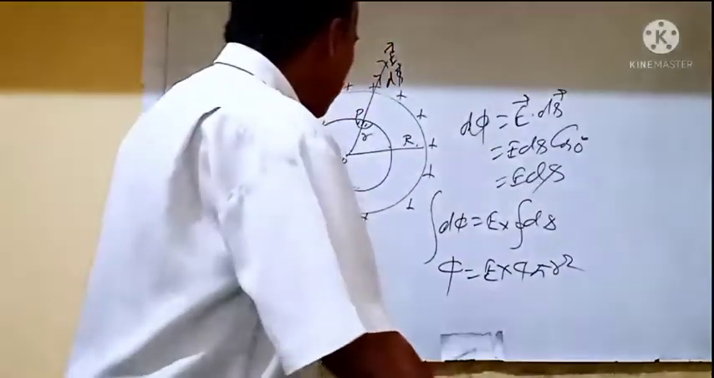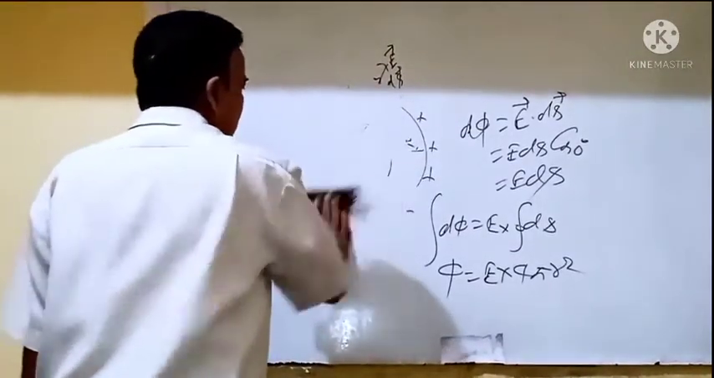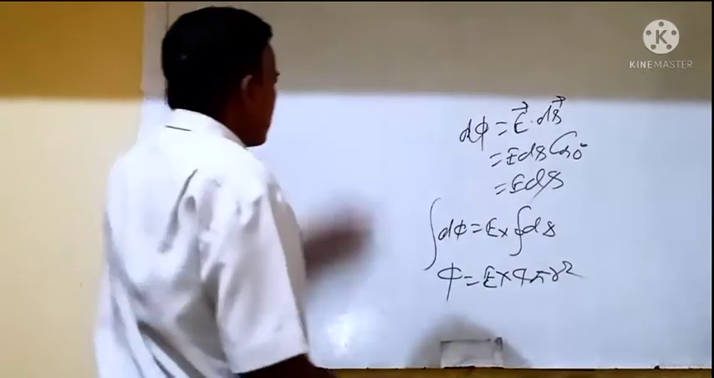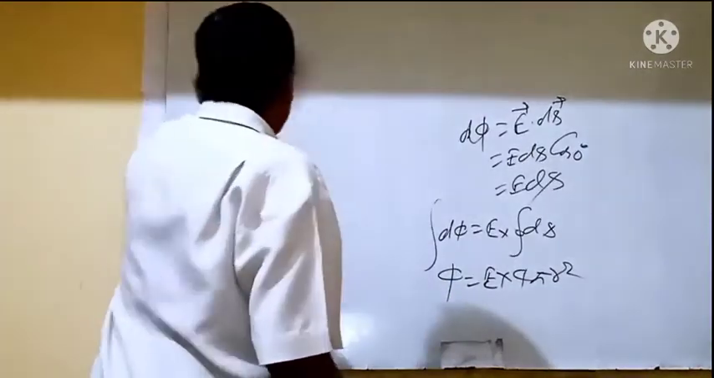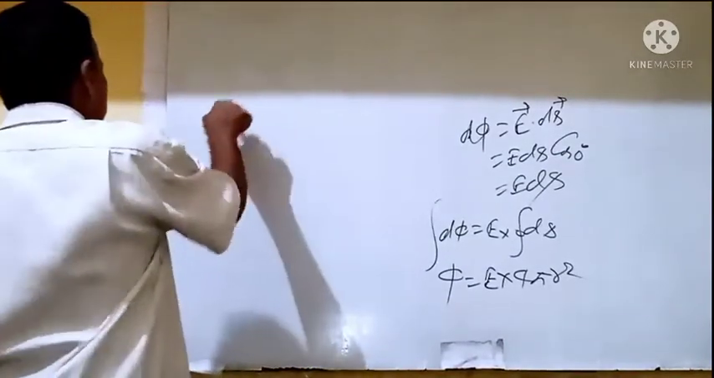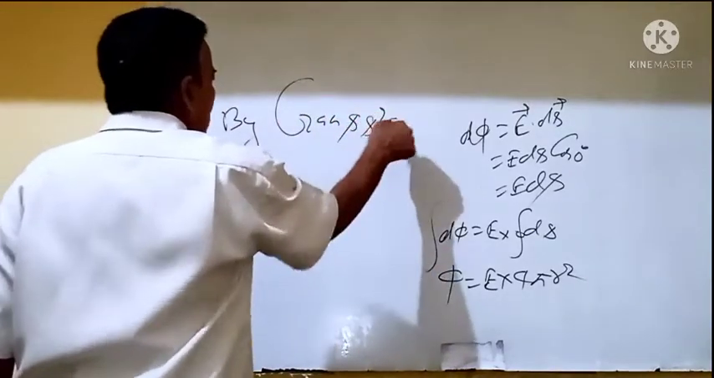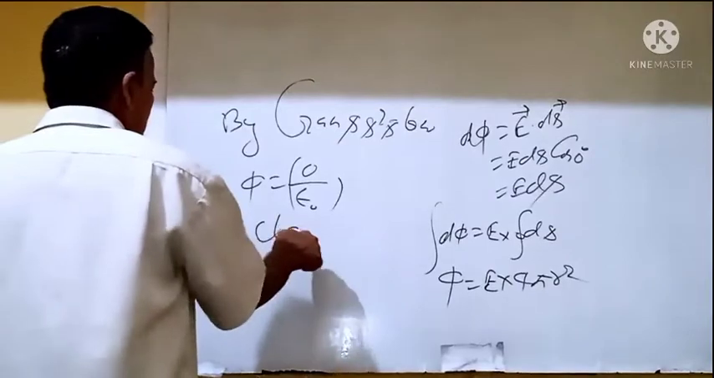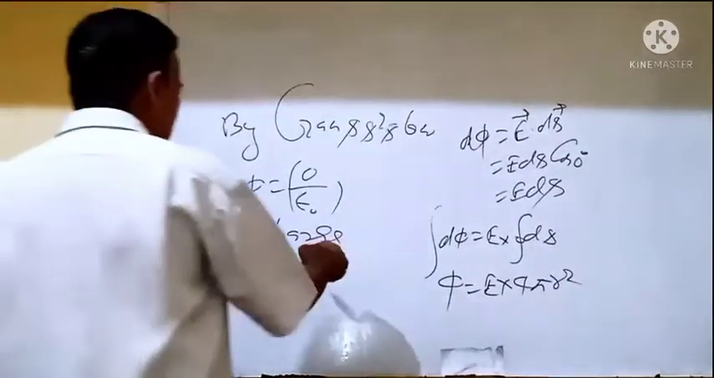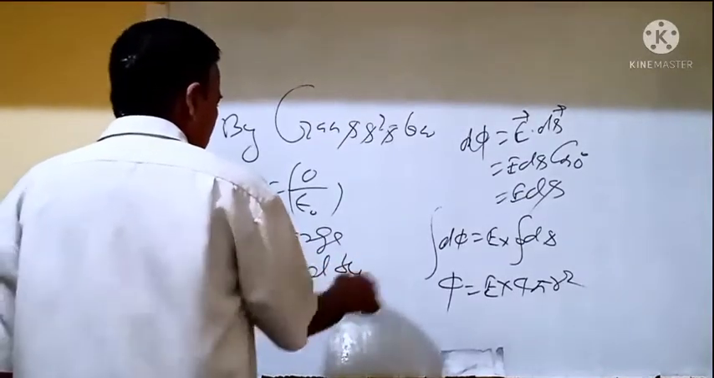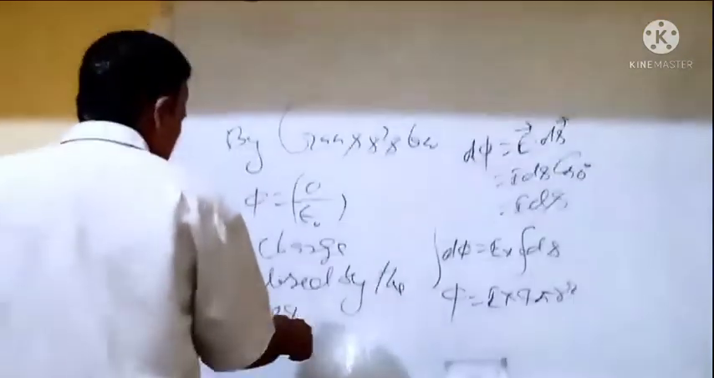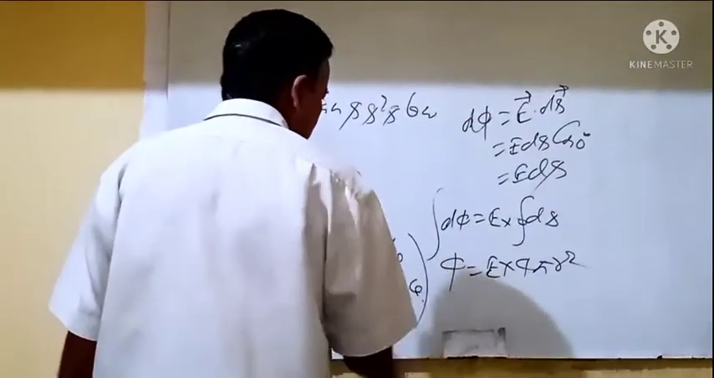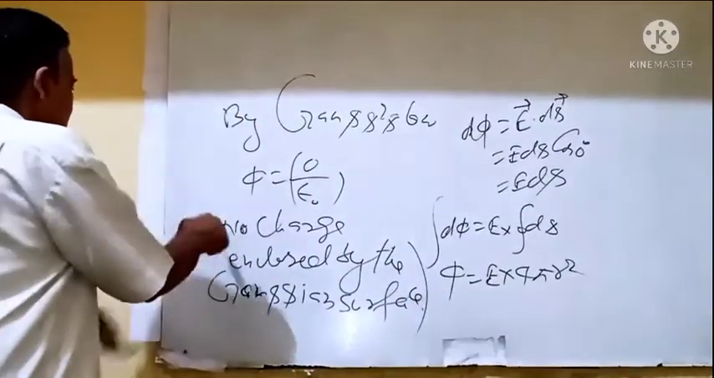According to Gauss law, what is the electric flux? Electric flux is the total charge enclosed divided by epsilon naught. Here the electric flux is 0 by epsilon naught, because no charge is enclosed by the Gaussian surface. So phi is equal to 0.